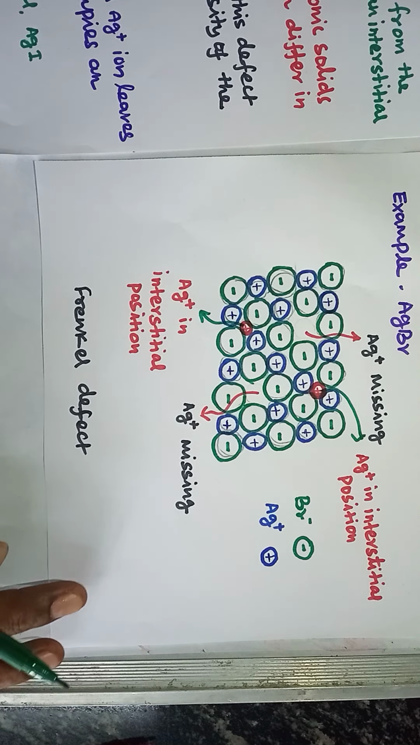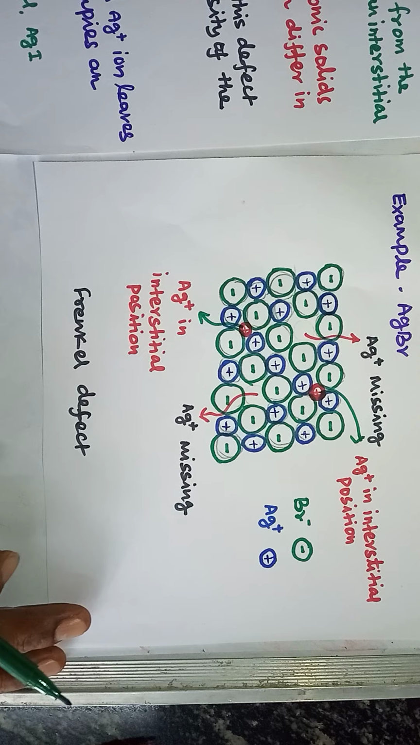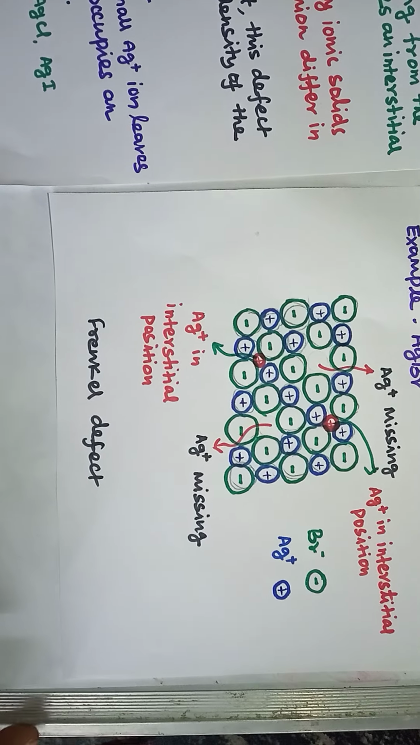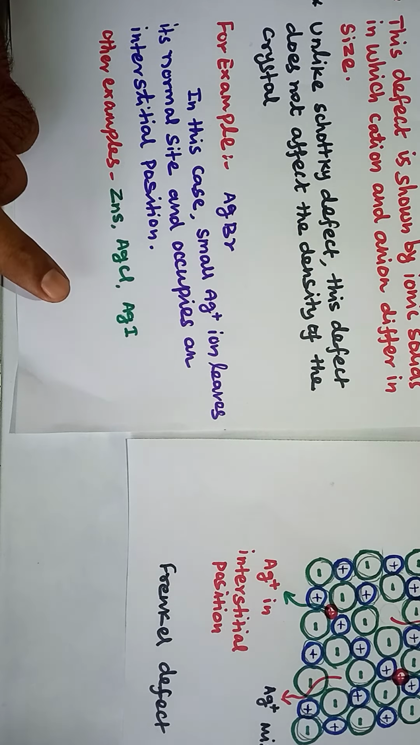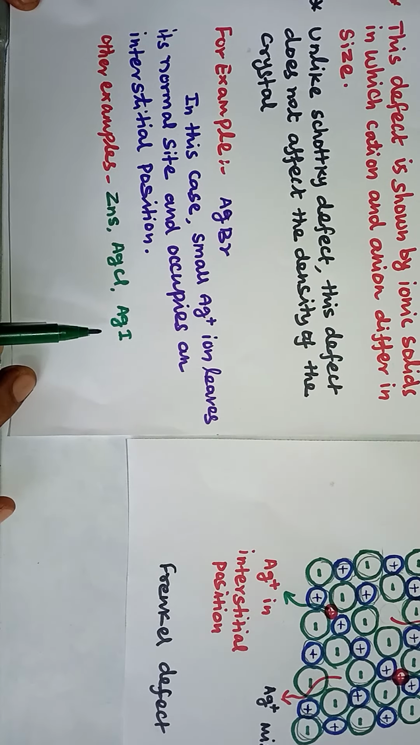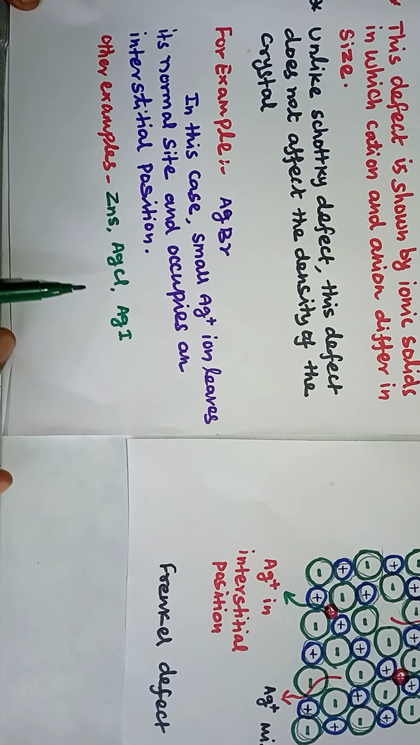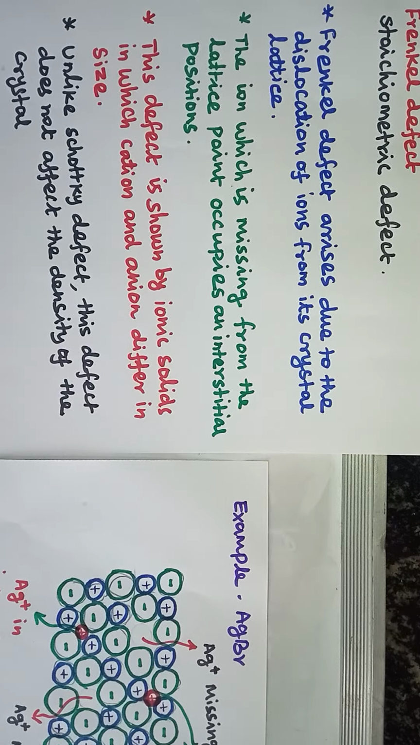So now let us see some examples. Other examples of Frenkel defect are zinc sulfide, silver chloride and silver iodide. These are the other examples of Frenkel defect. So I hope you understand, student.